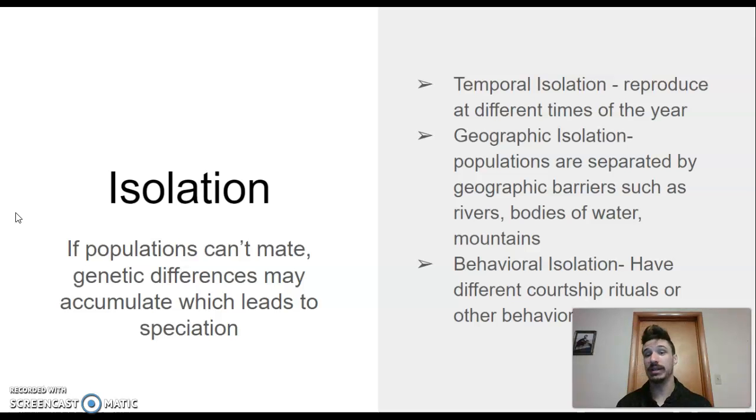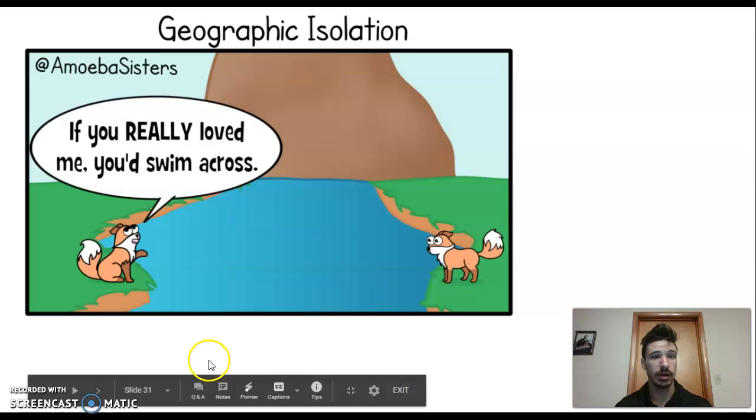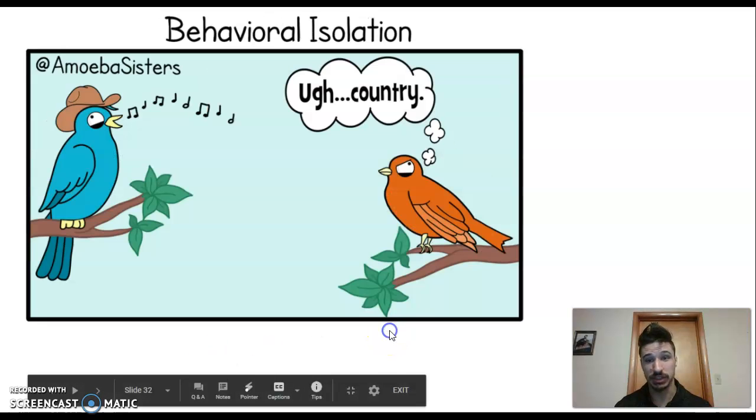Temporal is when populations reproduce at different times of the year. Geographic is when populations are separated by geographic barriers like mountains or oceans. And behavioral isolation is when you have different courtship rituals or behaviors, like mating rituals, that many species have, even humans.